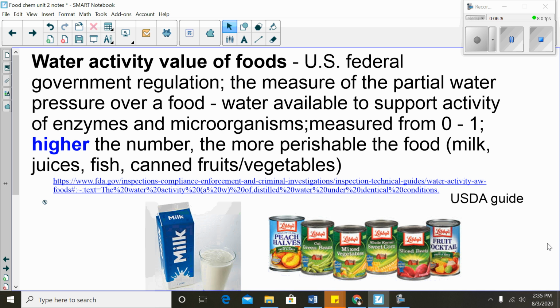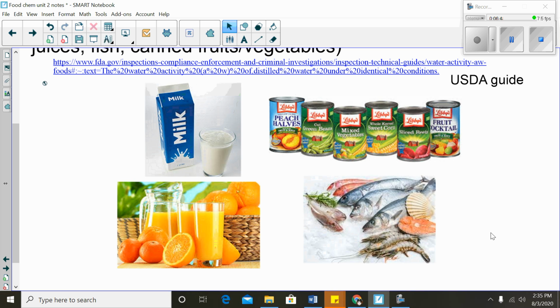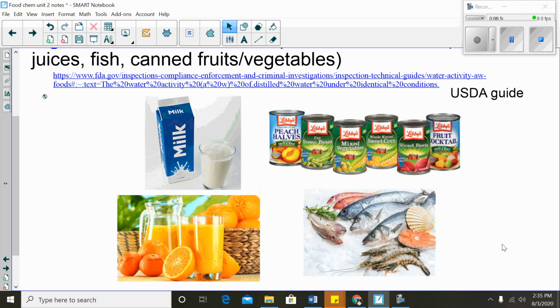So it's measured on a scale from 0 to 1. The higher the number, the more perishable the food. Examples include milk, juices, fish, canned fruits and vegetables. If you just look at these, which would you think would have a higher or lower value? Well, the more perishable it is, the closer it's going to be to 1.